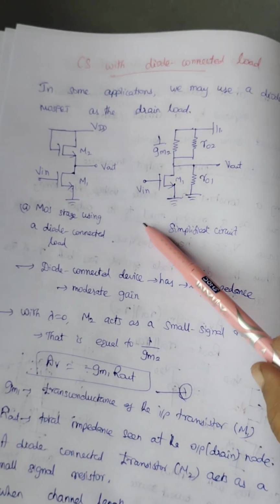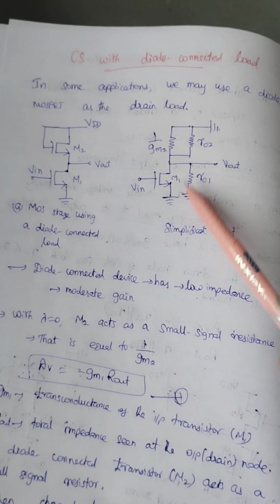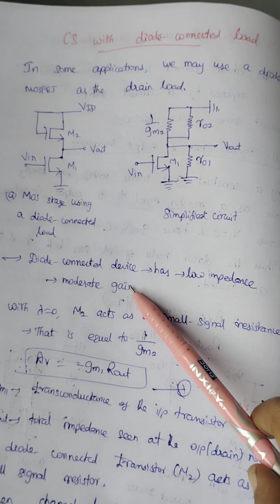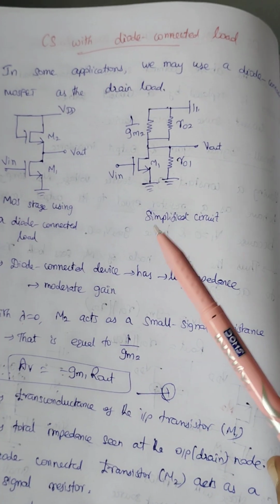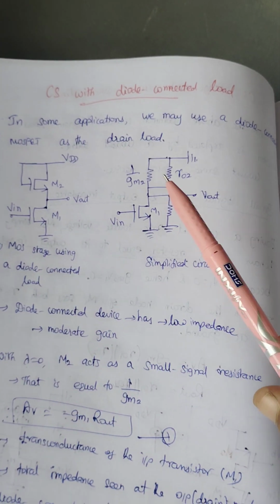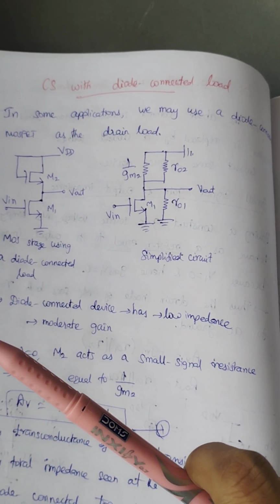If you are taking the common source stage with diode connected load, it exhibits moderate gain and low impedance. These two are the characteristics of common source with diode connected load.